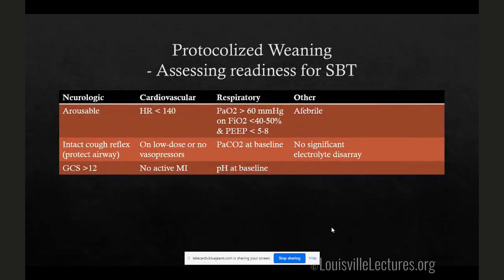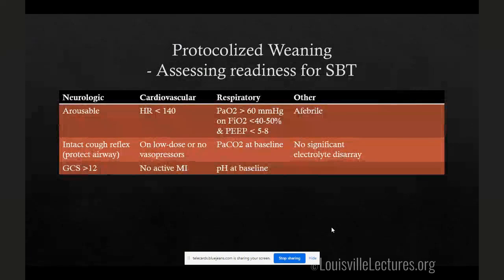The other thing you want to know is the patient oxygenating well on minimal vent, which is considered 40% FiO2 and 5 of PEEP? 8 again, if you're a very large patient. Is there CO2 at the patient's baseline? Or is their pH normal? The PCO2 does not need to be 40 for patients who retain CO2 all the time. That would probably lead them to being reintubated very soon.